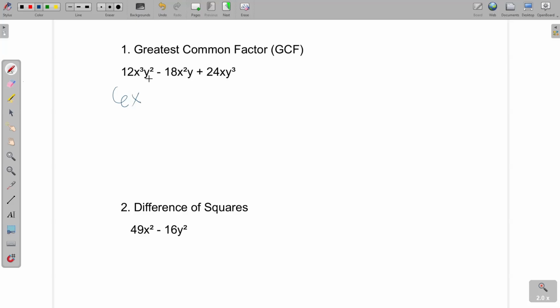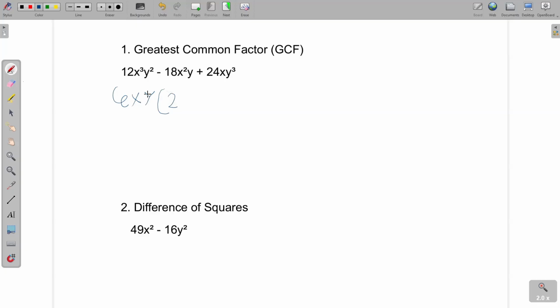And then they all have at least one y. And imagine if this was y squared, we could pull out two y's. But because the lowest one is just one y, that's the most we can pull out of this entire equation. So then inside these brackets, the 12 becomes a 2.